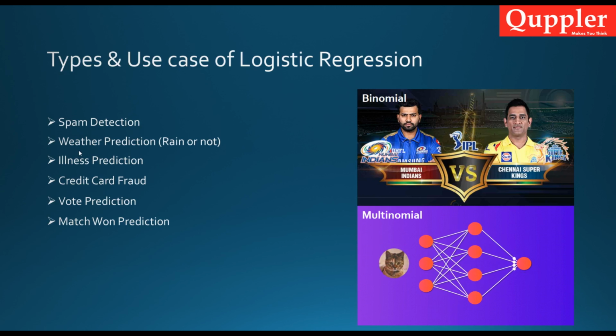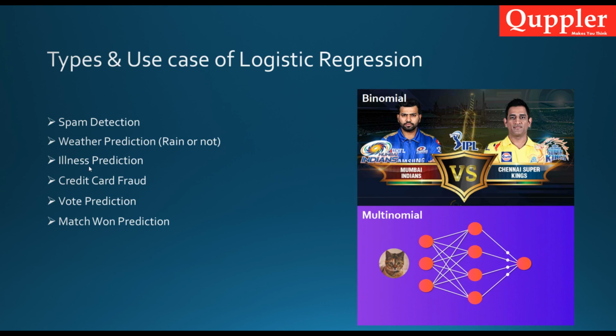The second thing is weather prediction. Based on the previous data, whether it was sunny, hot, or cloudy, you can predict whether it is going to rain today or not. So the values are always discrete. In the first scenario, the mail would be either spam or not, and for weather prediction it would be rain or not.